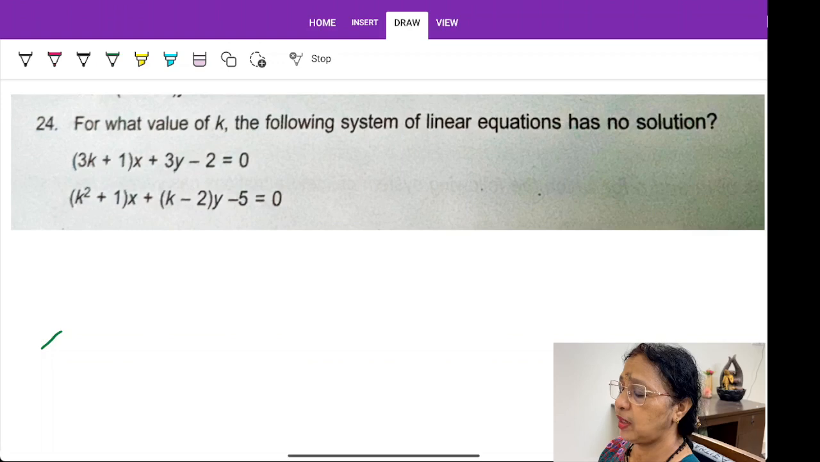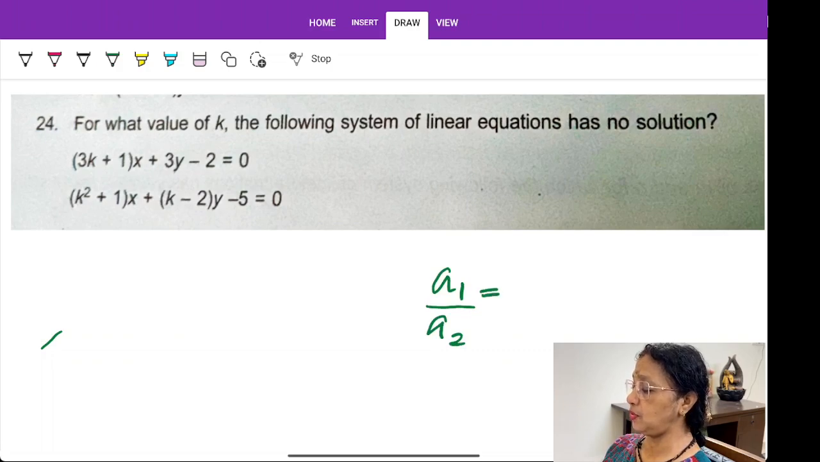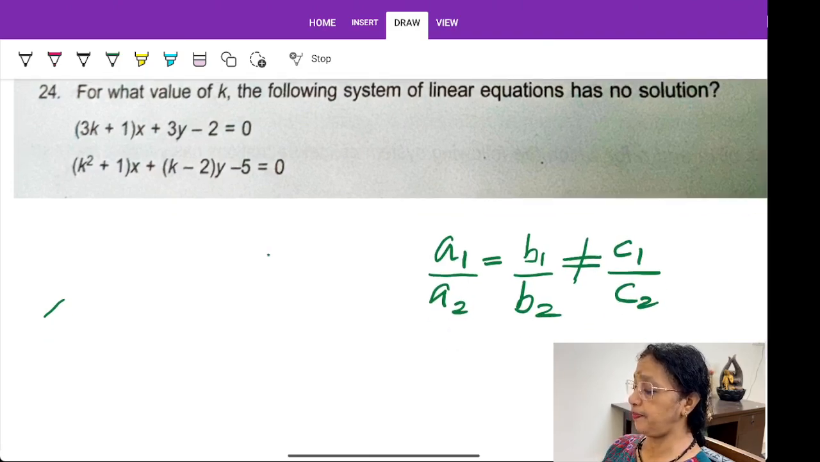For what value of k does the pair of linear equations have no solution? Do you remember the condition? What is the condition for no solution? The condition for a pair of linear equations to have no solution is a1 by a2 is equal to b1 by b2 not equal to c1 by c2. No solution.